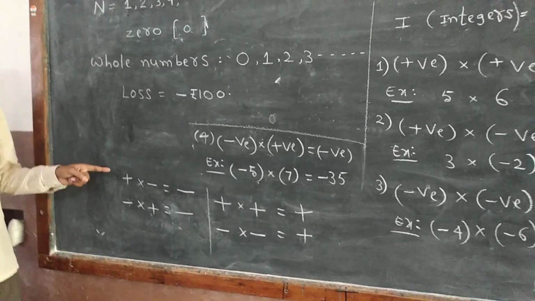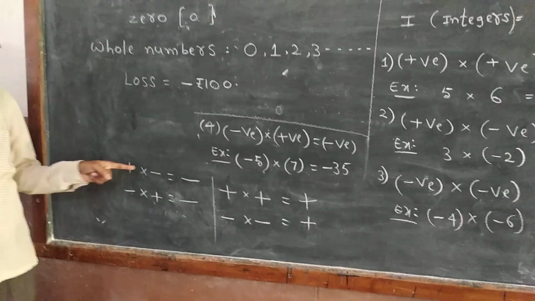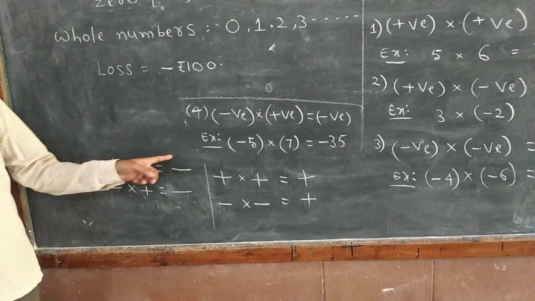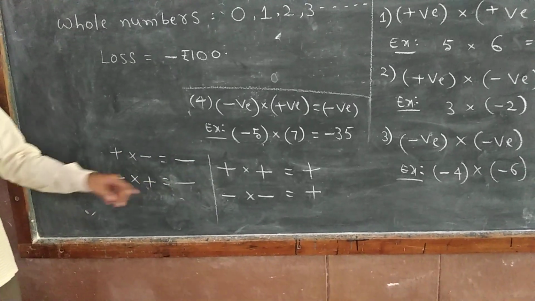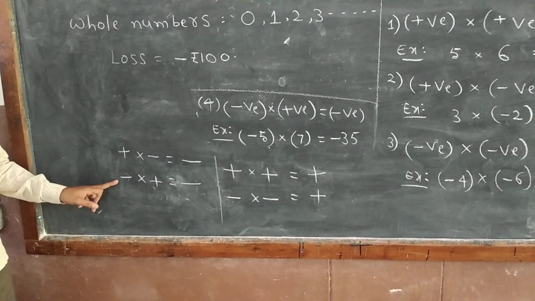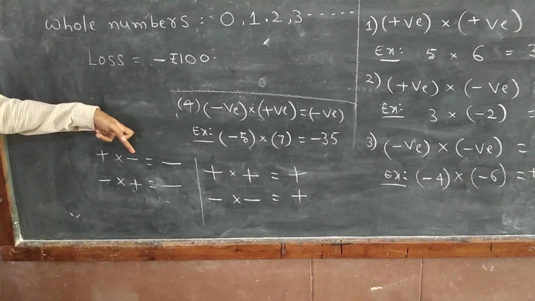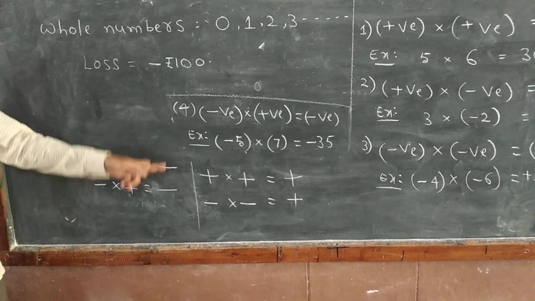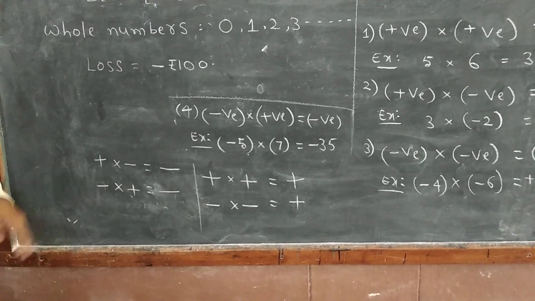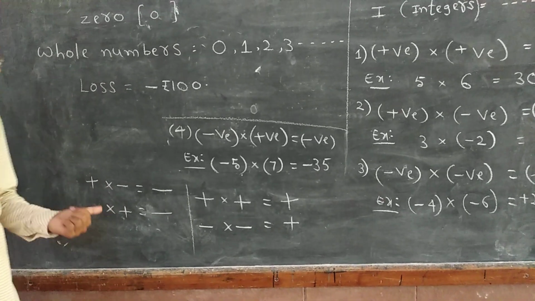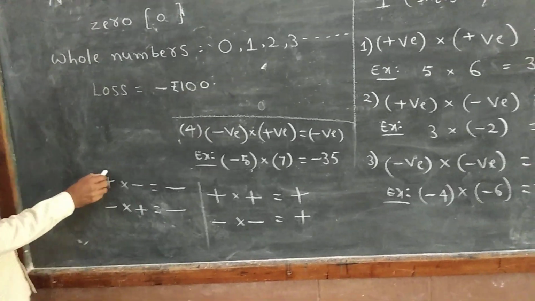And another set: if two integers with different symbols are multiplied, an integer with a plus symbol and another integer with a minus symbol, the result is always negative. The first one may be a negative integer or the second one may be a negative integer, but the result will always be a negative integer. This is about the product of different integers and their respective symbols.